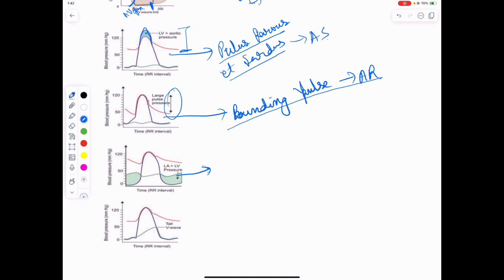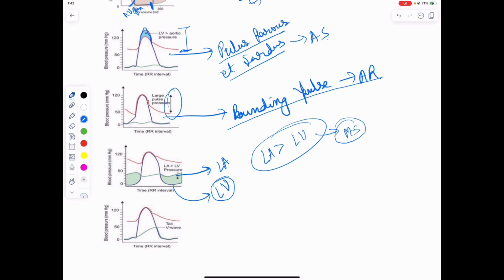Now we come on to the next part. See this, the green part shown here in this diagram is referring to the left atrium, and the black one below is the left ventricle. So what is happening is that the left atrial pressure is greater than the left ventricle at a certain point of time. This is only possible when there is mitral stenosis. So the pressure in the left atrium is then more than the left ventricle.